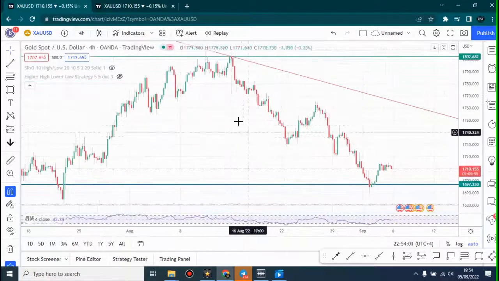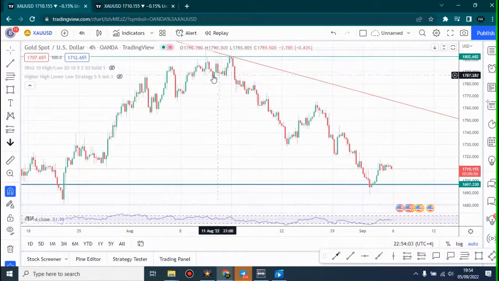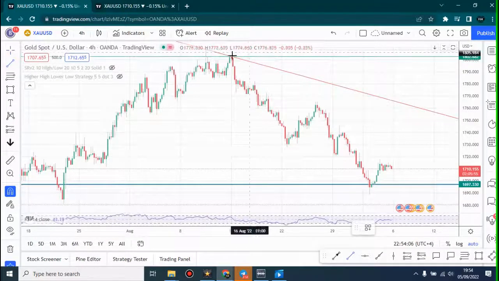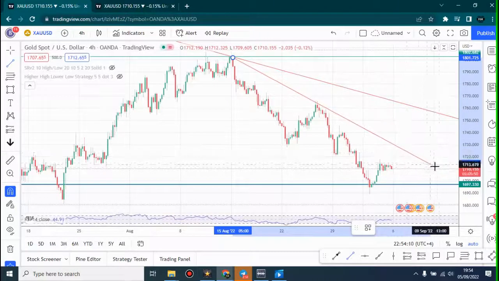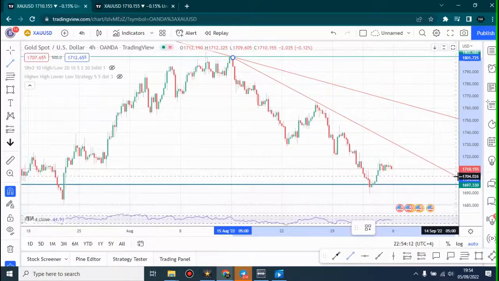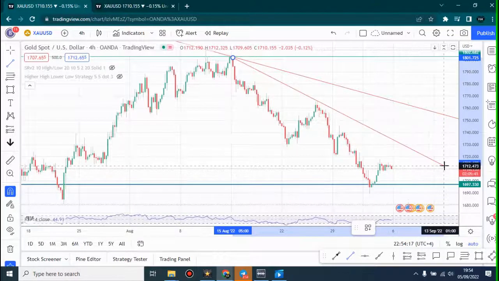So in the 4 hours, I will still draw another trend line because we have a short trend line in the 4-hour time frame. So I can start from here. I'll bring it down here, to this point.